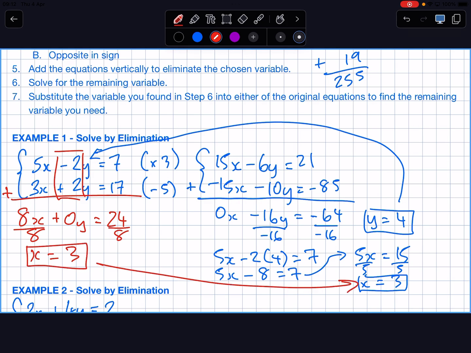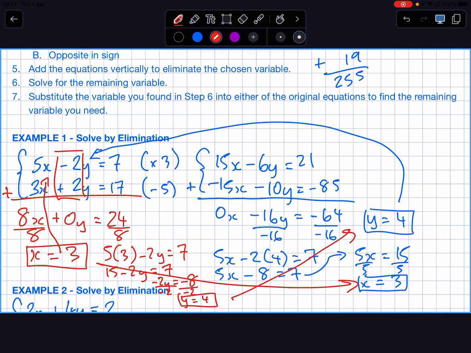Is that the same as what we got before? Yes. And then can I substitute that 3 into either of these equations? It really doesn't matter which you choose. I'm going to substitute it into there. So 5 lots of 3, take 2y is equal to 7. 15 take 2y is equal to 7. What's the opposite of adding 15? Take 15. So that's going to be negative 2y is equal to negative 8. And then divide both sides by negative 2. y is going to be 4. Is that the same as last time as well?